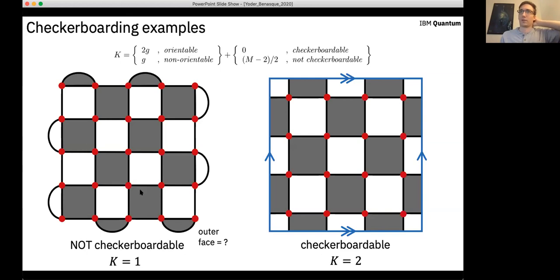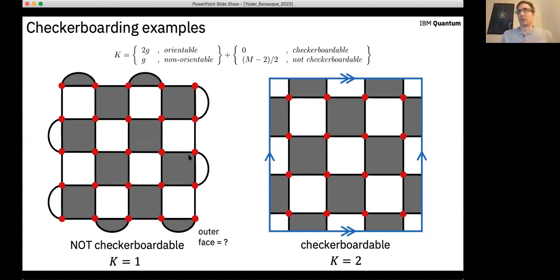Let's start on the left here. This is just the rotated surface code. And I claim that this is not checkerboardable. This might be strange to you because normally you do checkerboard it by alternately coloring the faces. But the problem is that there's an outer face here as well. This is a code that's embedded onto the sphere, so the genus is 0. And if you just do this coloring, then you end up not knowing what to color the outer face, right? It's adjacent to both a black face and a white face.